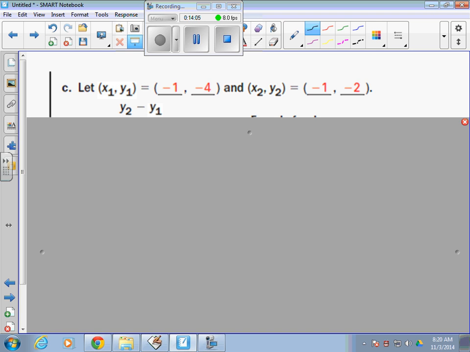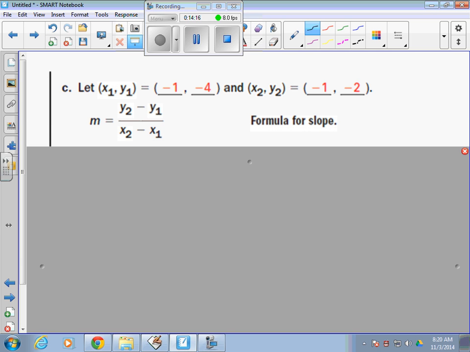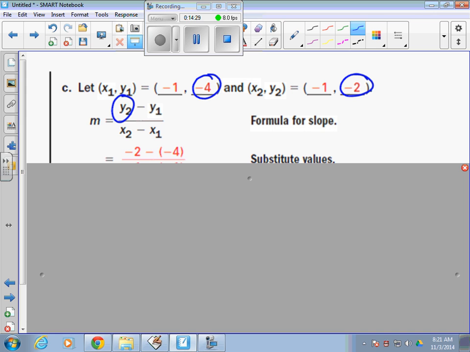And then C says let x sub 1, y sub 1 be equal to negative 1, negative 4. And x sub 2, y sub 2 be equal to negative 1, negative 2. So here's your slope formula again, the change of y over the change of x. And then plug in the corresponding spots. Y sub 2 is first, this one, negative 2. Minus y sub 1 is next, negative 4. Negative 2 minus a negative 4. Remember that we know that that's going to be plus. So negative 2 plus 4 is going to be positive 2 at the top of that.